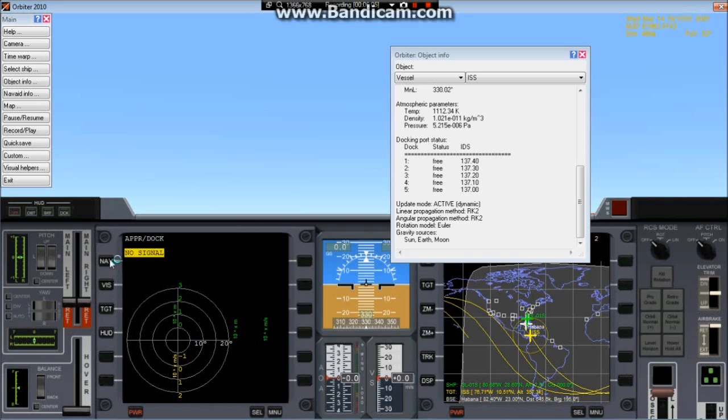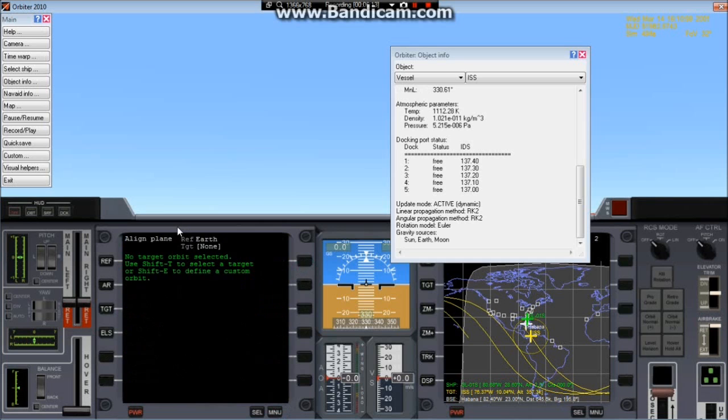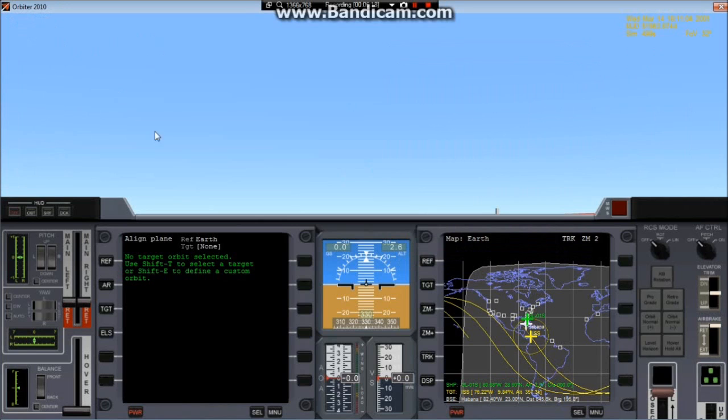If you press VIS, that stands for visual approach. I don't recommend doing that, and we're not going to do that. So now the docking is done. Okay, now this will be very, very important. This is the aligned plane, or the planar alignment multifunctional display.